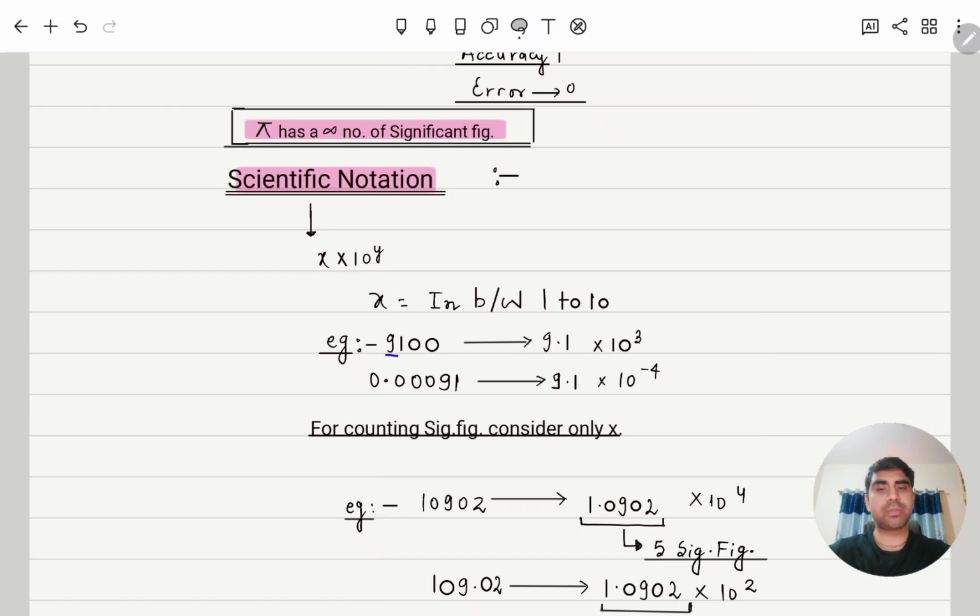So here you can see this number is given. We will change this number into scientific notation, and after that we will tell how many significant figures it has. So here it is 9.1. We can even write 9.100 into 10 to the power 3. So it has 2 significant figures, 3 also, and it could have 4 also.